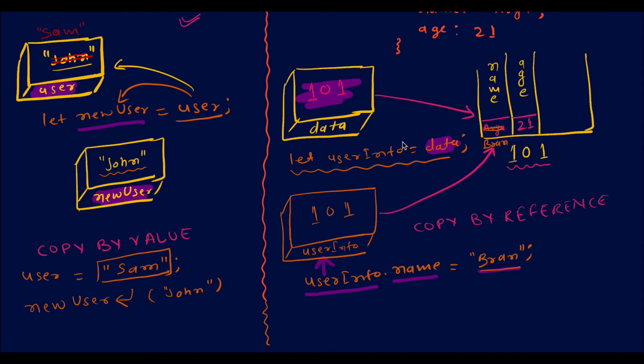And now if I say data.name, when we press enter, what will happen is I'll go into the variable name data and here I'll see the address 101. I'll go on to that address and look for the property name. Inside name, what I find here is the value Bran.